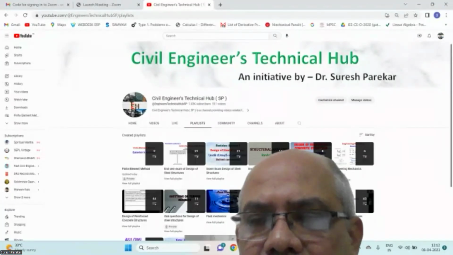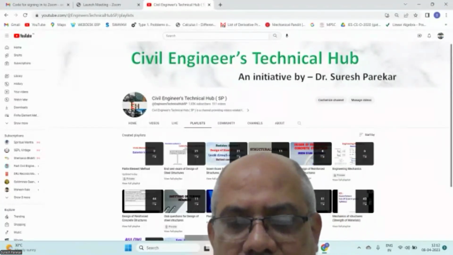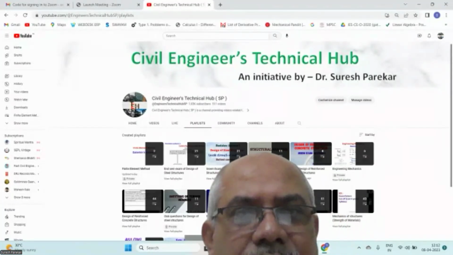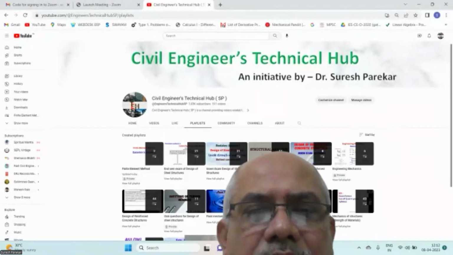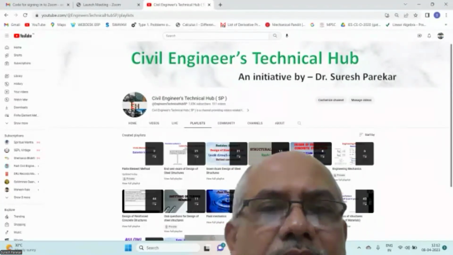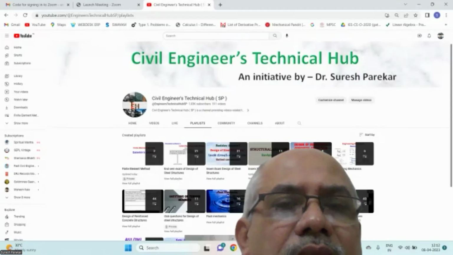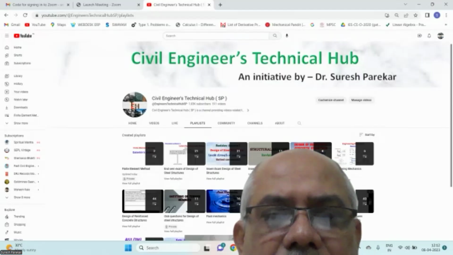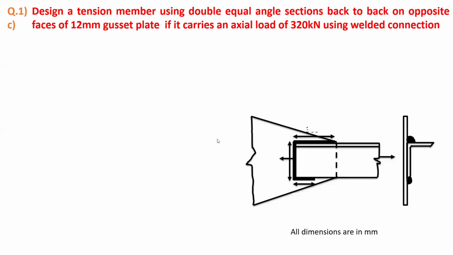Design a tension member using double equal angle section back to back on opposite faces of a 12 mm thick plate if it carries an axial load of 320 kilonewtons. So we have the connection in this fashion.